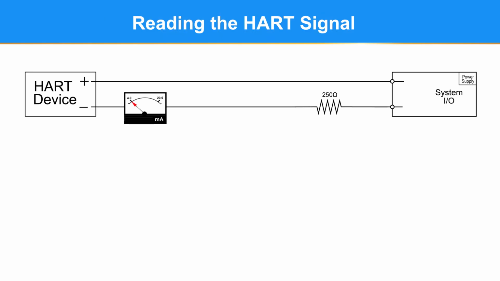Now let's learn how the HART signal is developed and read. Here is a basic 4 to 20 milliamp loop. The measurement changes, the milliamp output changes. You just learned that the HART signal was superimposed on the 4 to 20 milliamp signal by modulating the existing milliamp value plus and minus a half a milliamp.